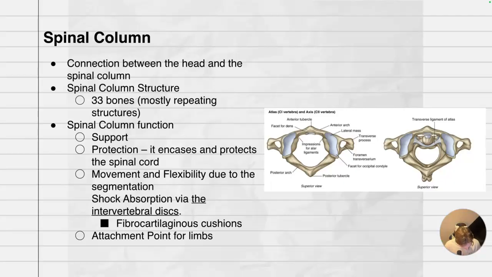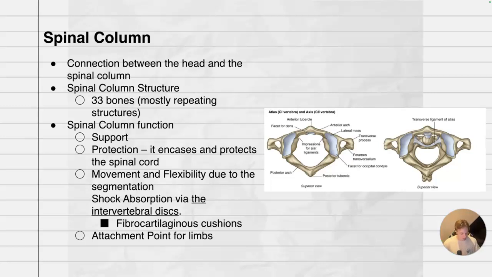There's also these processes right here. These provide a little extra protection. And then there's these little facets right here, which will help connect with the spine above it or below it, depending on which way we're looking at it. We're looking at it from above, the superior view. So this will help facilitate the movement right over here, this facet for dens. That's about all you need to know here.